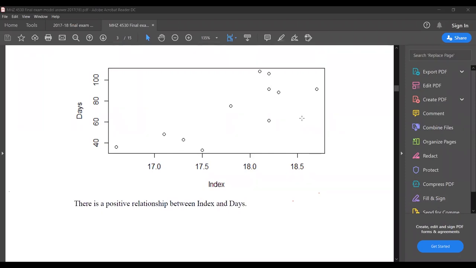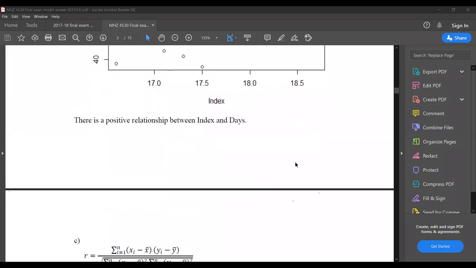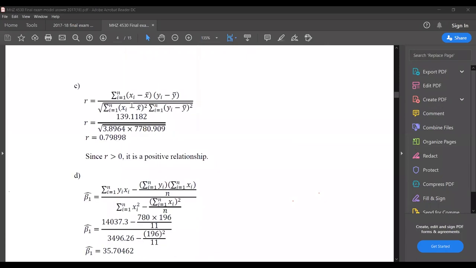That's all. If one increases, the other increases: positive. If one increases and the other decreases, it's negative, right? So we can't say how positive or how negative it is. For that, we need to find the correlation coefficient, the R squared value. They are asking us to confirm the relationship type by the correlation coefficient value, that is R.